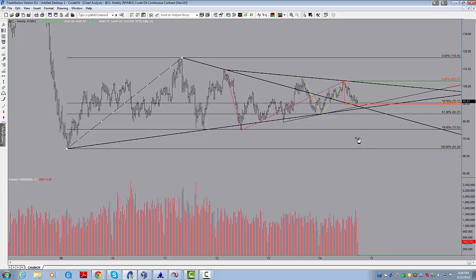I don't know if it's going to be a major reversal in that we're going to come back up and break this high. I'm just expecting a move up into this area right in here, maybe this previous high right in this area. Okay, so this is the crude oil weekly continuous contract.